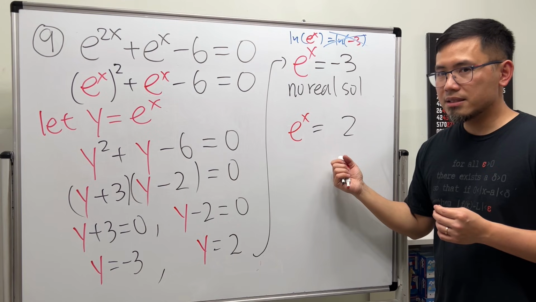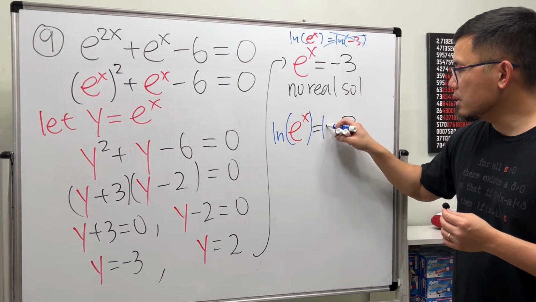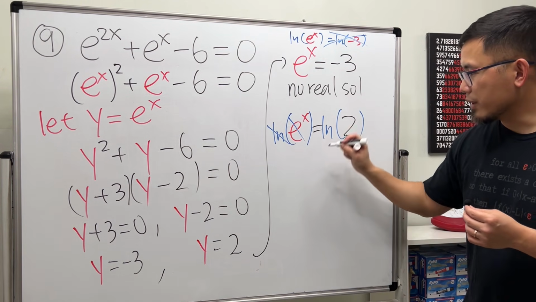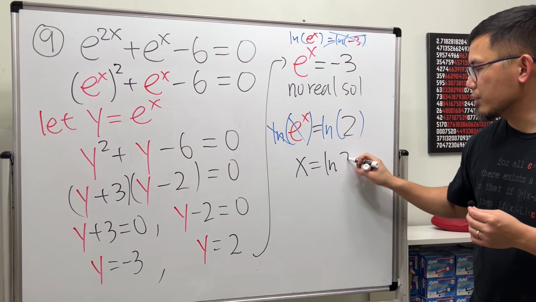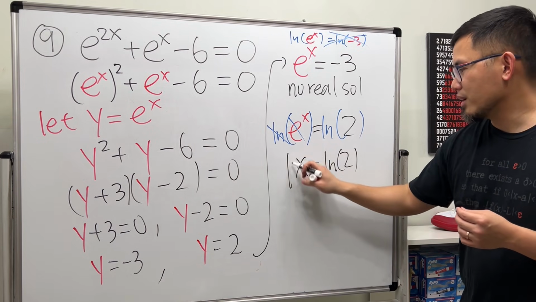e to the x is a positive number. Well, for this one, we can take the natural log on both sides legitimately. This and that cancel. So for this part, x is equal to ln 2. And you don't need the parentheses, but I'll still put it anyway.